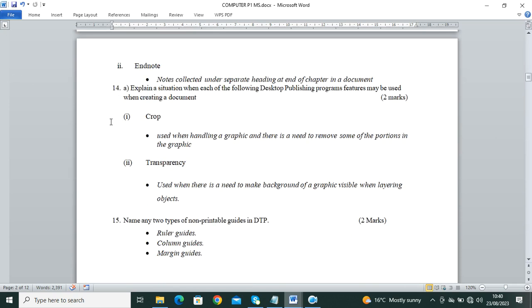Then we have question number 14, guys. Explain a situation when each of the following desktop publishing program features may be used. We have crop, we have transparency. So crop is used when handling a graphic and there is a need to remove some portions or parts of the graphic. To crop is to remove unwanted parts. For example, if I take a photo of your whole body and I just need a passport photo, I cut your legs and fix whatever I want. I just need your face and shoulders.